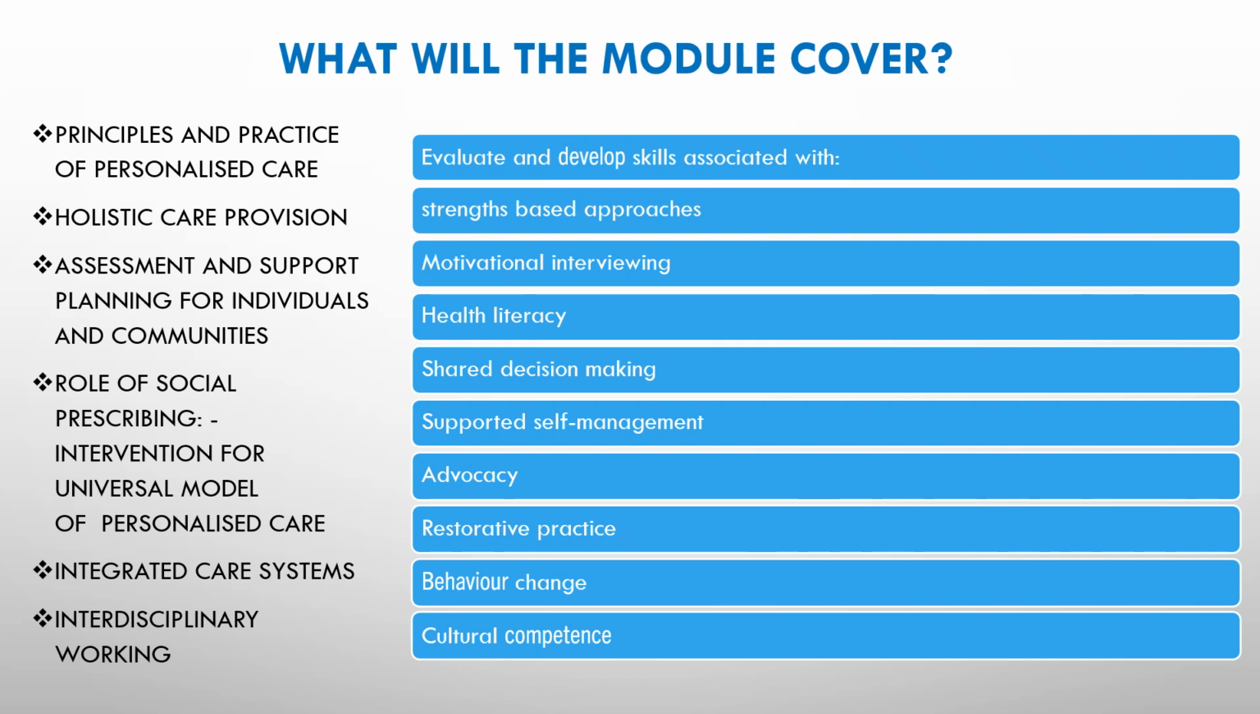So let's have a look at what this module will cover throughout Semester 2. First of all, we will go through the principles and practice of personalized care. We will also have a look at holistic care provision, and then we will go through the assessment and support planning for individuals and communities. Further, we'll go through the role of social prescribing interventions for the universal model of personalized care. Then we will have a look at the integrated care system. And finally, we will discuss interdisciplinary working.